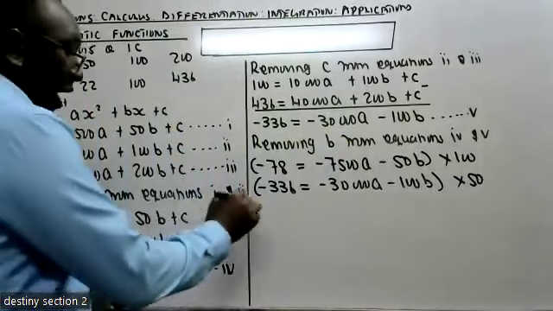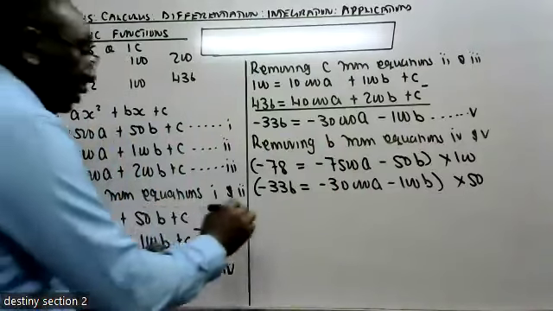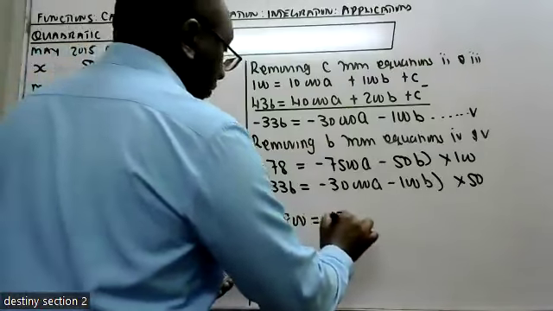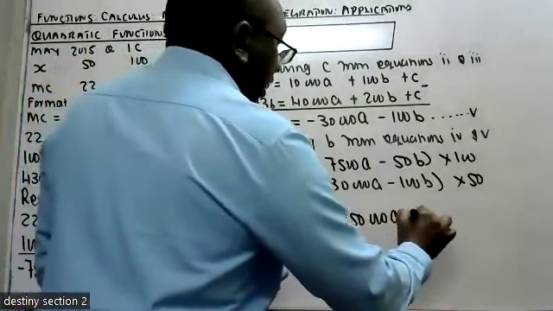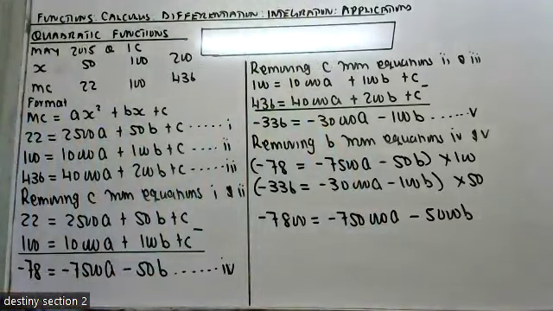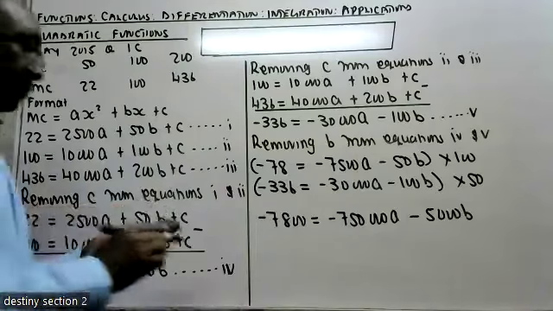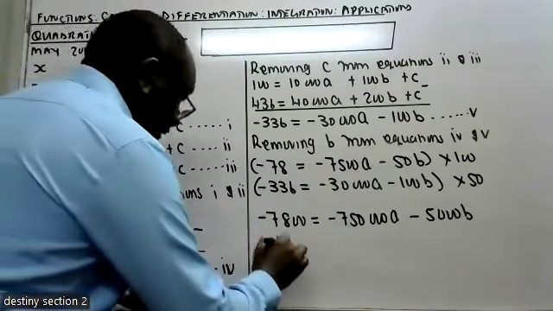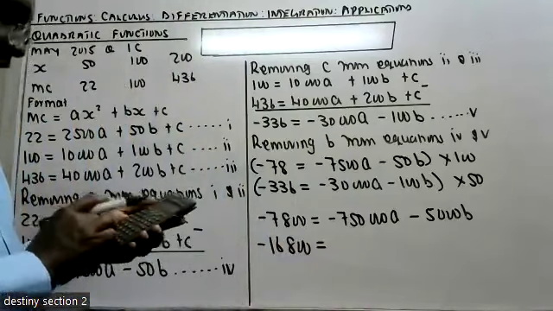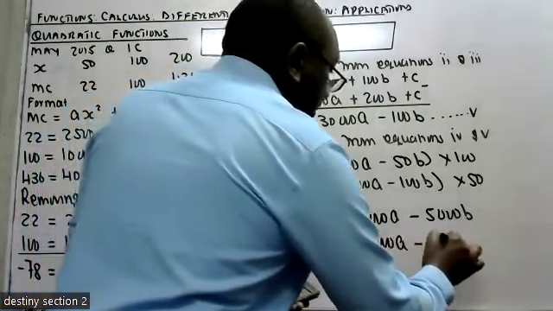When you do that, we get 78 times 100, which is negative 7,800. This is negative 750,000A. And this is negative 5,000B, when you multiply by the opposite. Then the same for 336 times 50, which is negative 16,800. And 30,000 times 50 is negative 1,500,000A minus 5,000B.